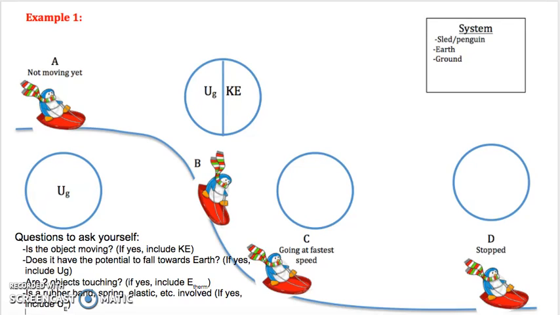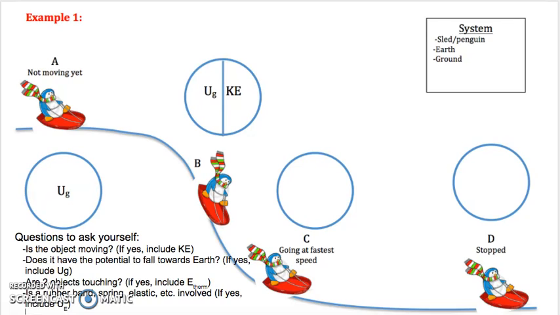And we know that from snapshot A, since the penguin has picked up speed and has started moving, that's why we can now include that kinetic energy where it wasn't present in snapshot A. For situation C, it is going at its fastest speed. So it is going to be all kinetic energy in this situation. Again, we're going to ignore that E therm just because it's so small.